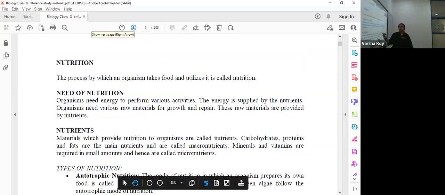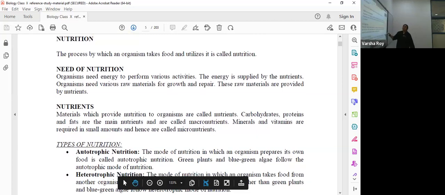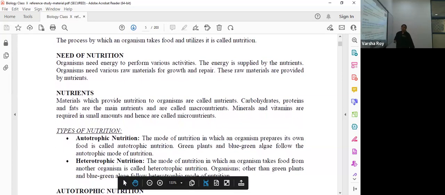Next, let's talk about nutrition. The process by which an organism takes food and utilizes it is called nutrition. What is the need for nutrition? We take nutrition to perform various life activities, right? The energy which is required to do the life processes, we get from nutrition, meaning the base, the substrate, which is going to be oxidized.